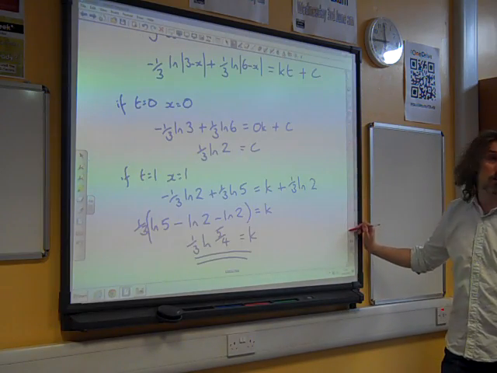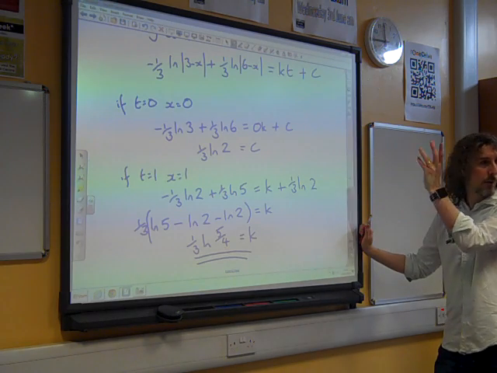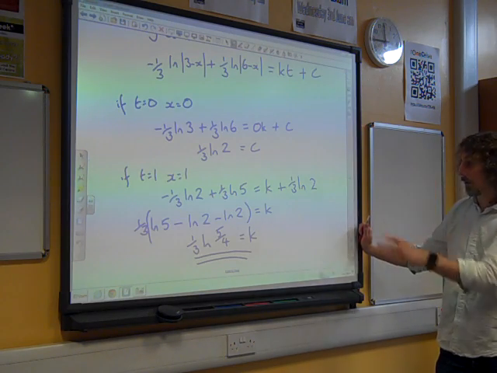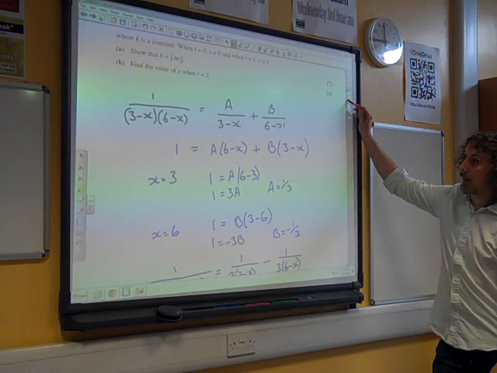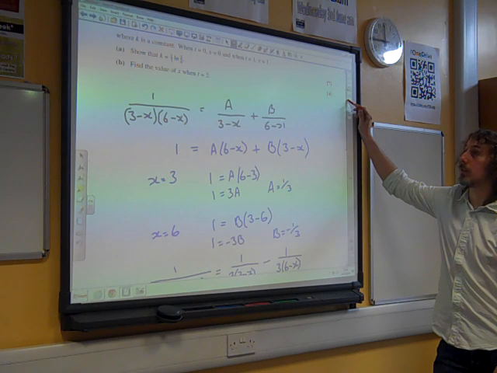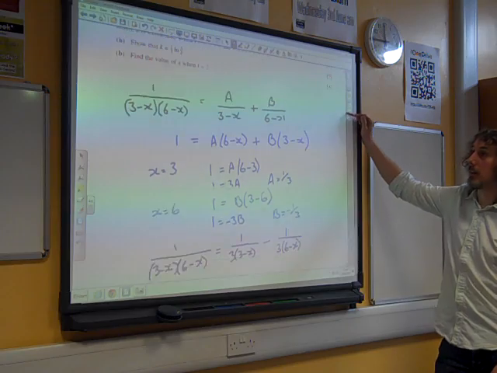Notice that without mentioning it, we did have to find c along the way there, didn't we? We couldn't have found k without having found c first, because it was involved in that expression. Right. Find the value of x when t equals 2. That was 7 marks we just did there. That's great. Find the value of x when t is 2.